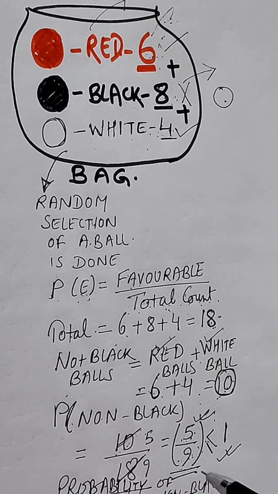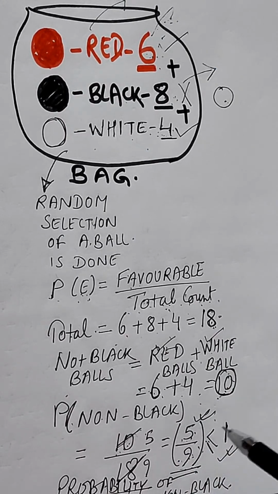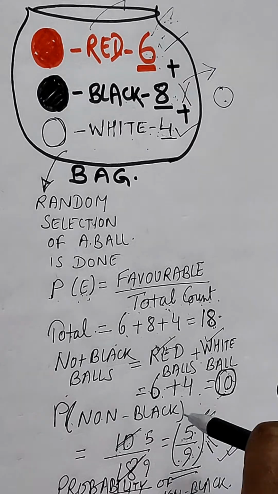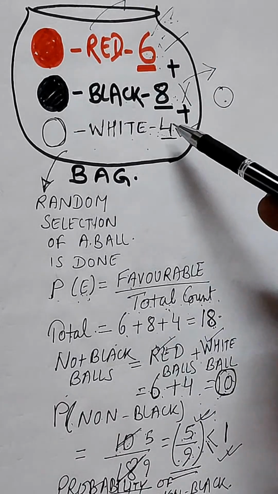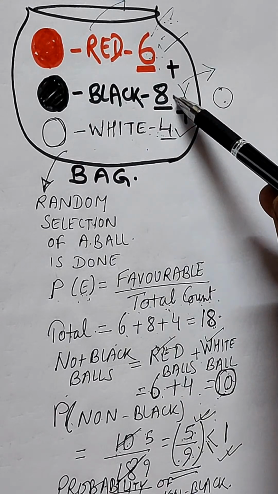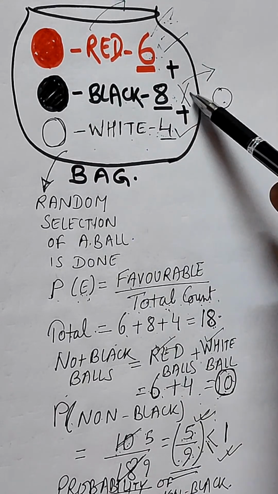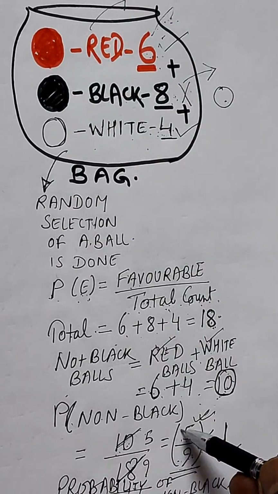I hope you understood it. The main intention is, what is your favorable event? Suppose you are going into an examination, then the favorable event is what? You are expecting 100% of marks, right? So similarly, here in the question, the criteria is given that you are going to bring a ball and that should be non-black. So the non-black ball probability is 5 by 9.